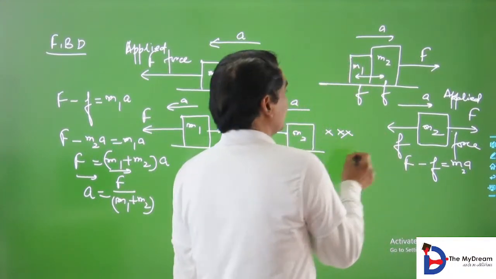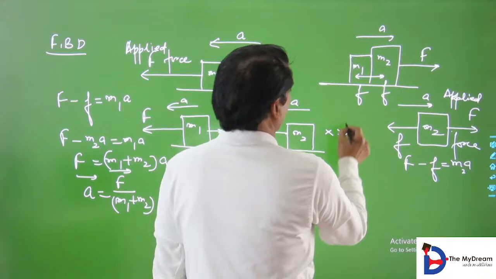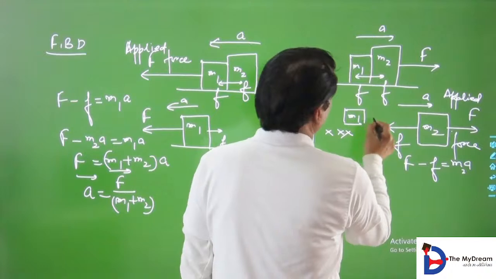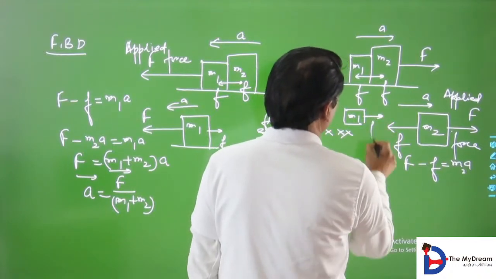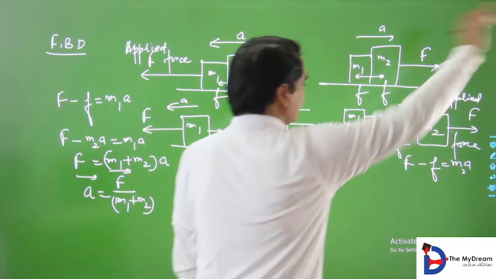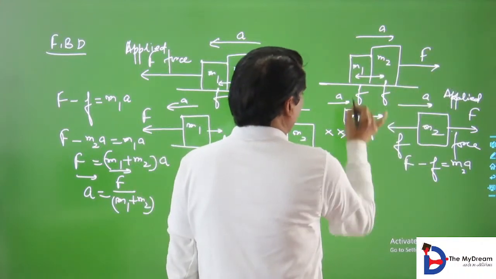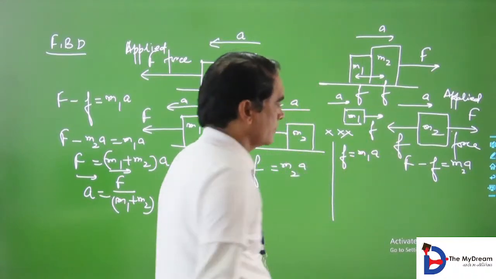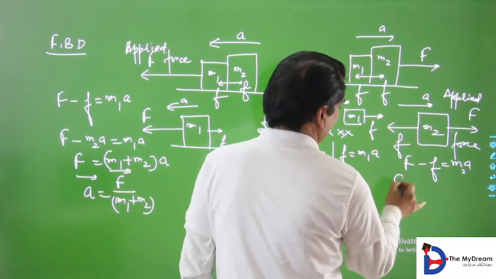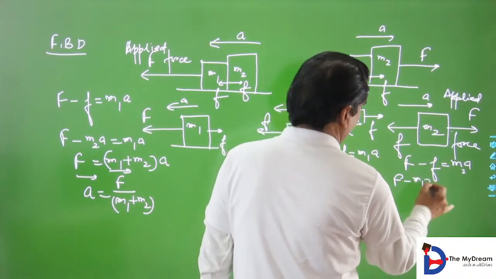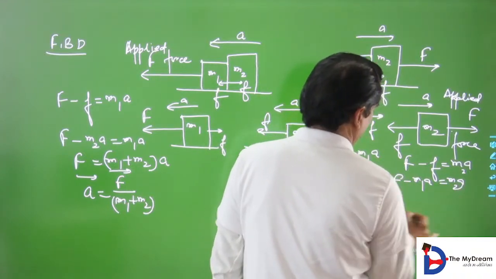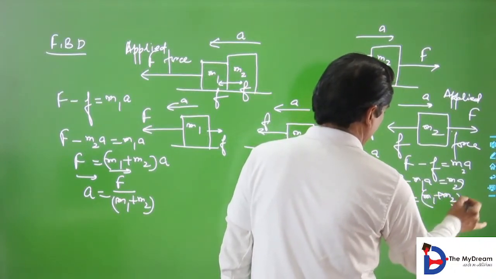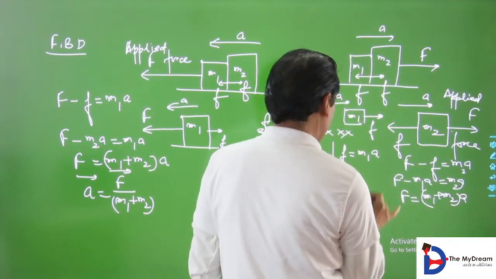For the block of mass m1, there is a force F which carries it forward. F is equal to m1 a. Now put the value of F in this: F is equal to m1 plus m2 times a. Then you will get a is equal to F upon (m1 plus m2).